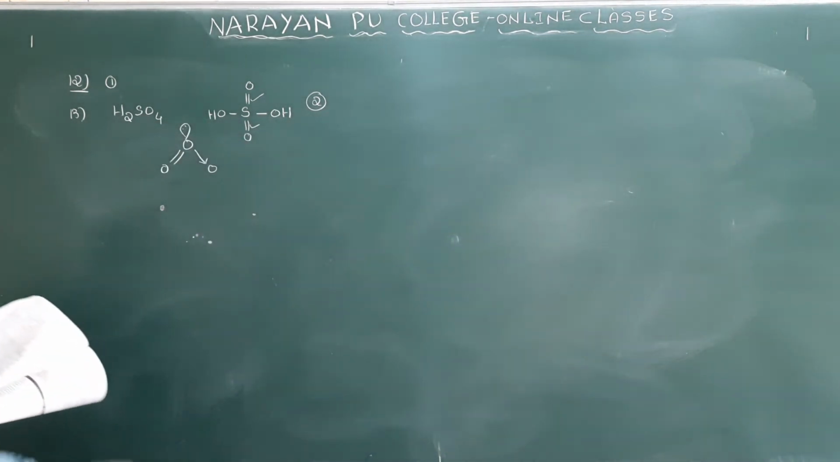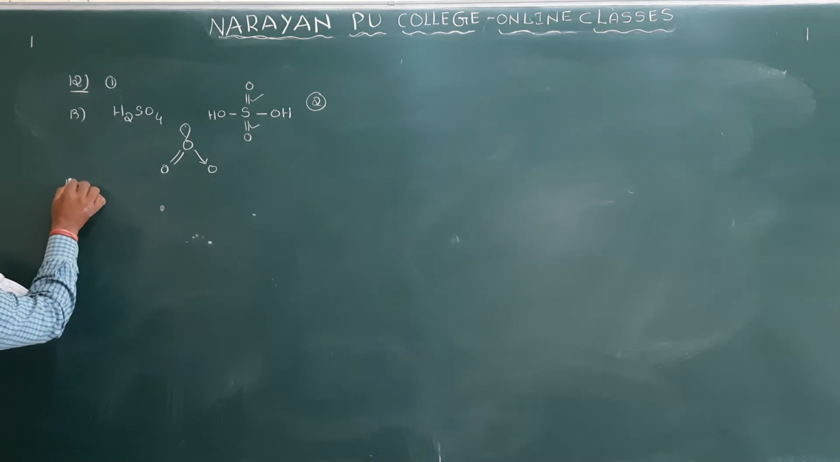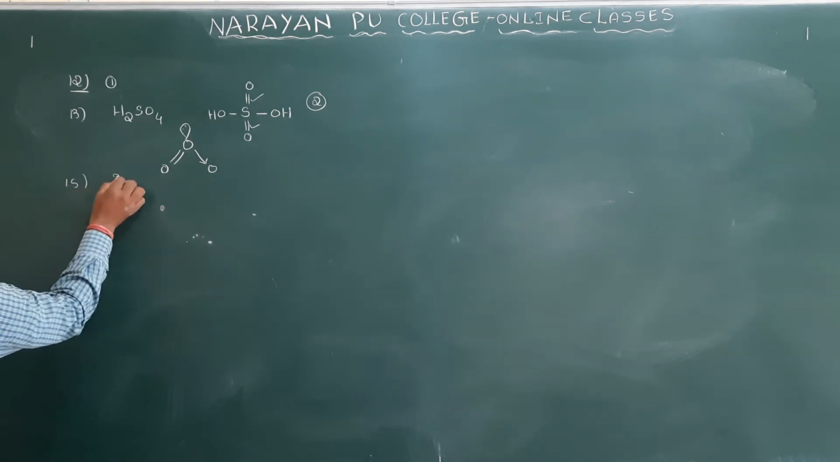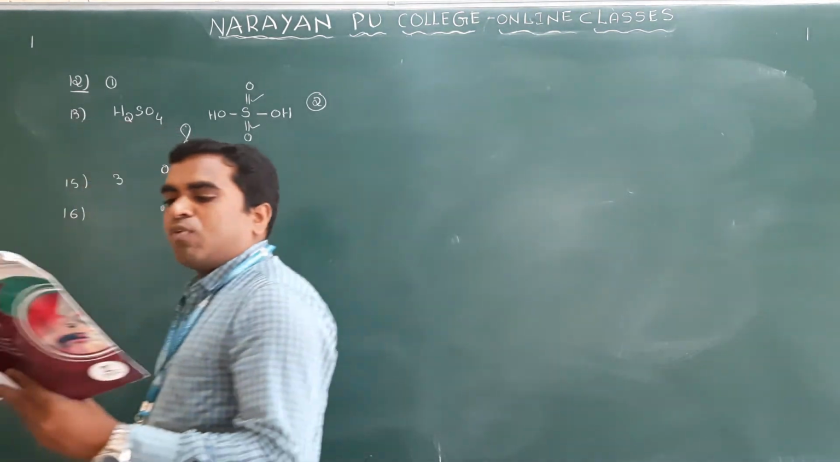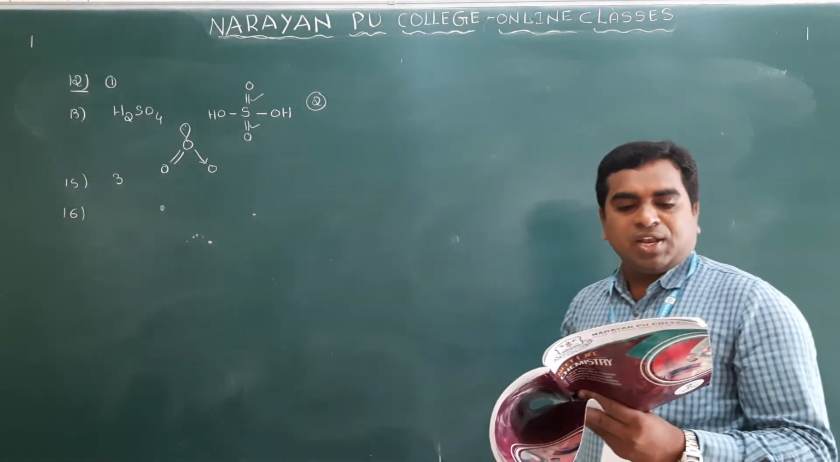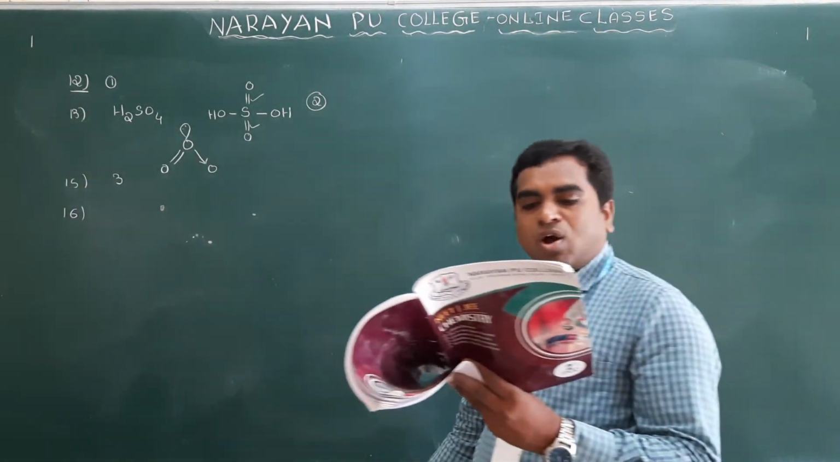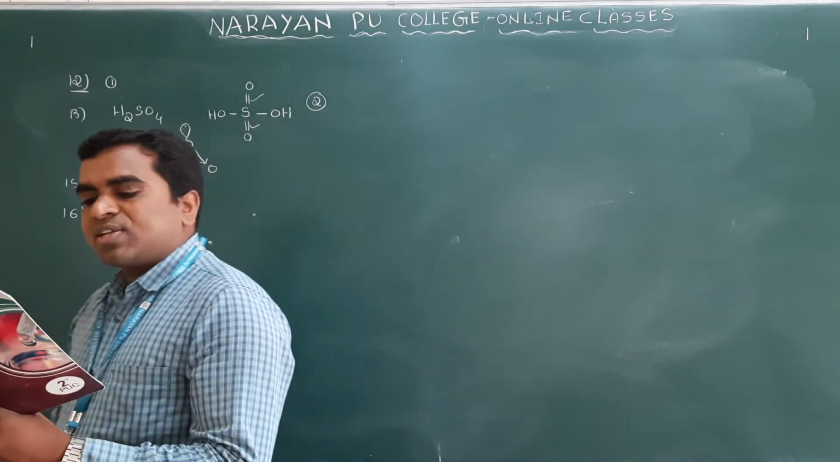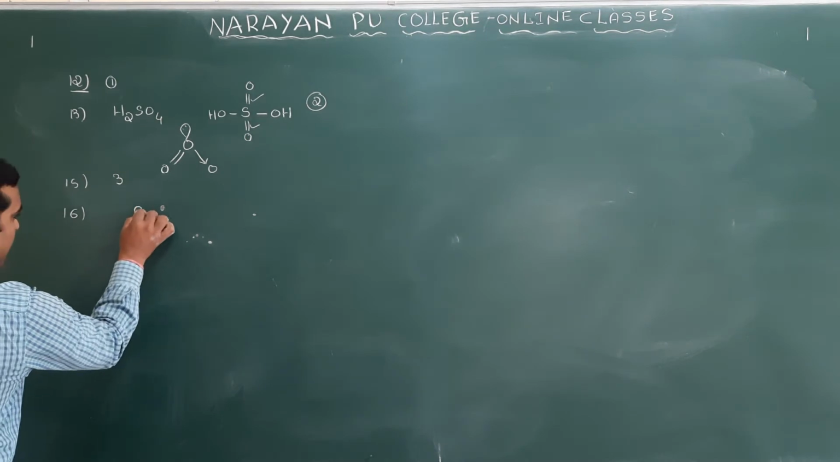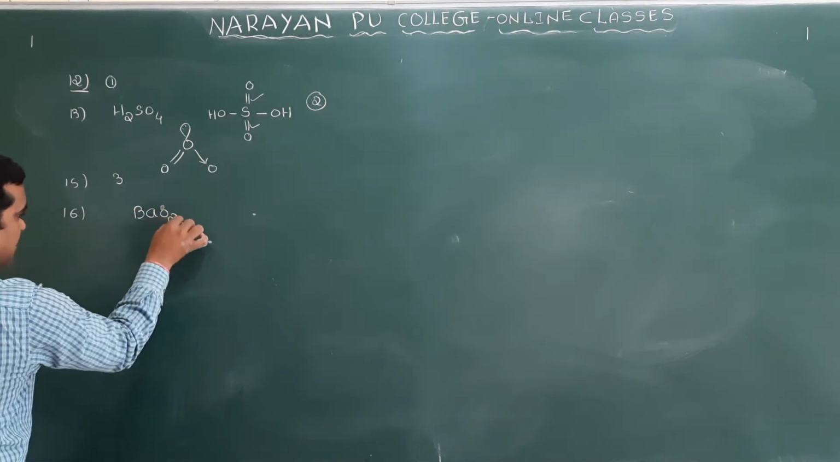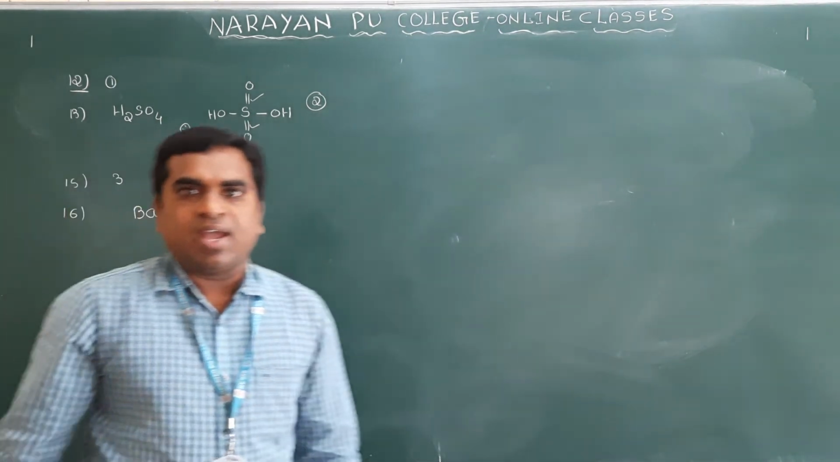What is the answer to the 15th question? The 15th question answer is 3. Next, coming to the 16th one. The oxidation state of the most electronegative element in the product of the reaction of barium oxide with sulfuric acid. What is the formula of barium peroxide? Not oxide, it is barium peroxide, BaO2.